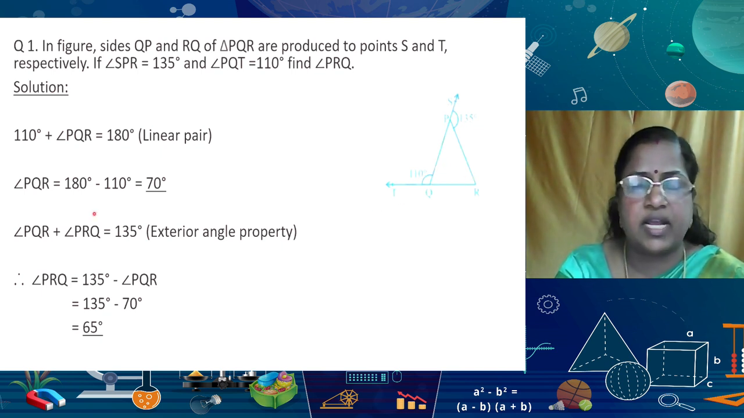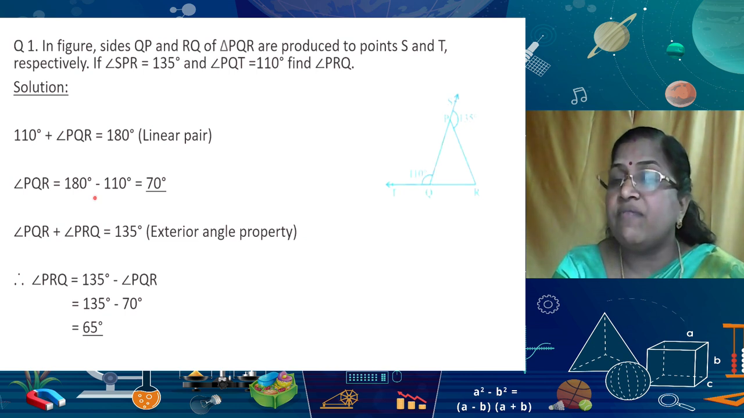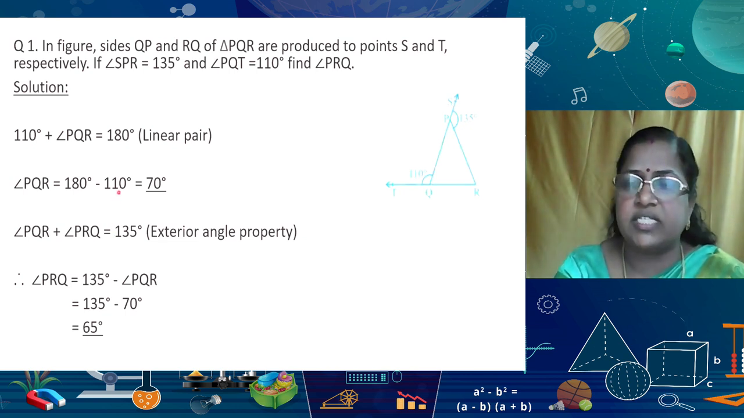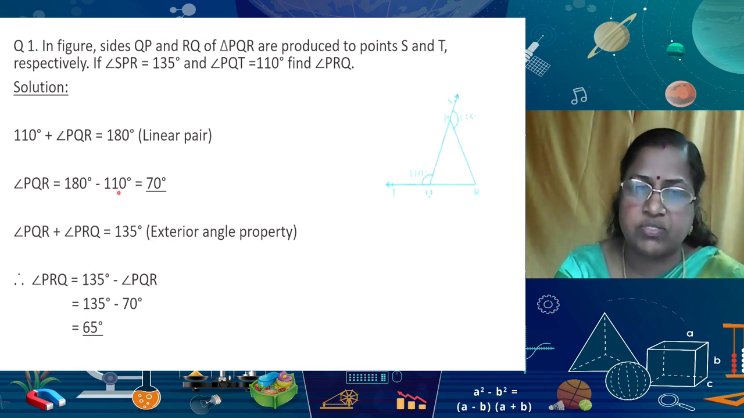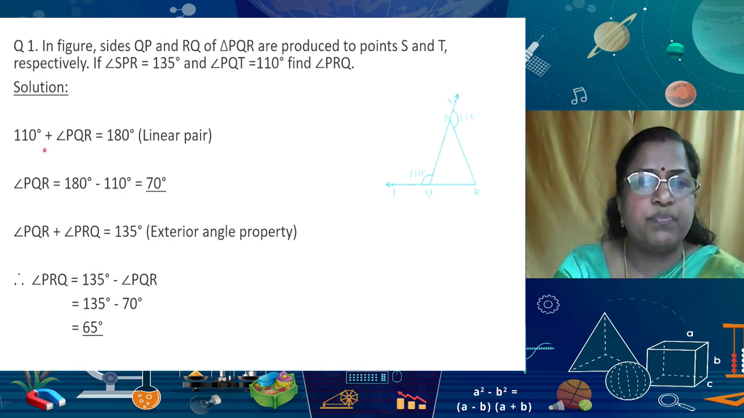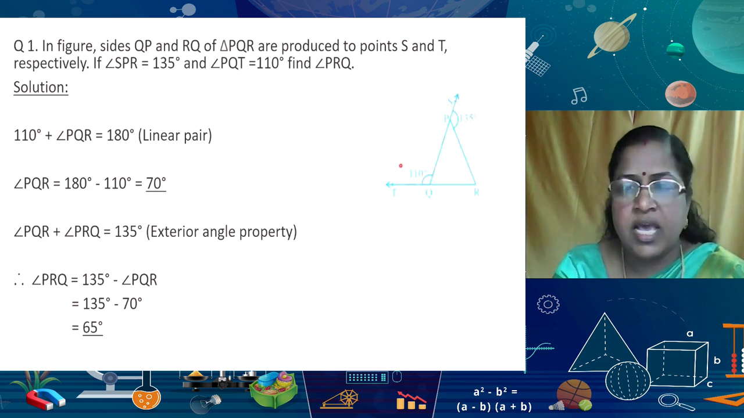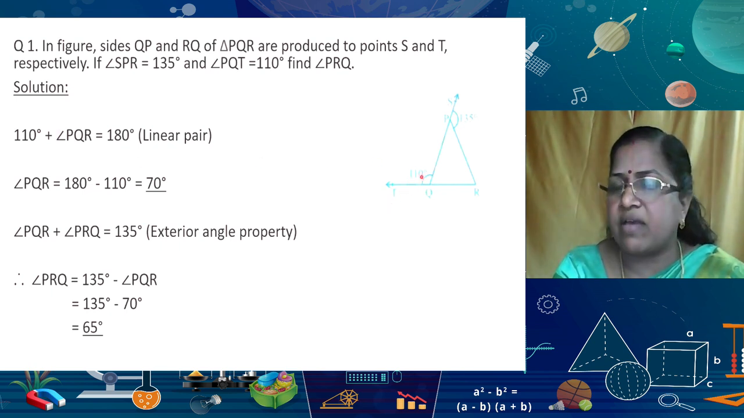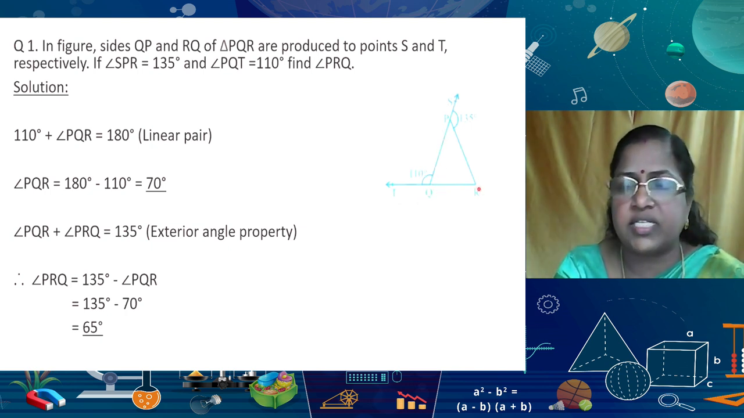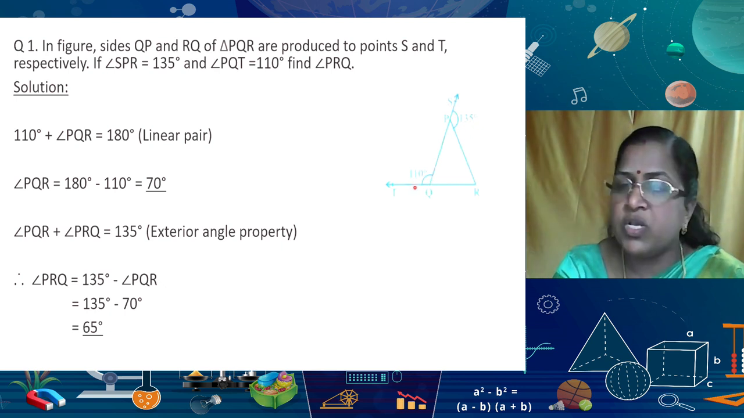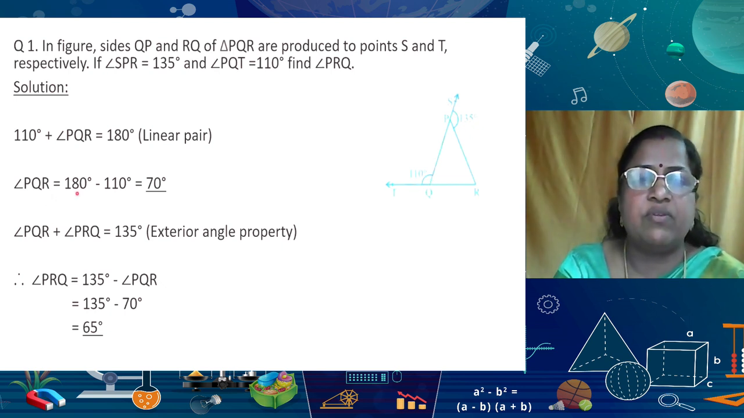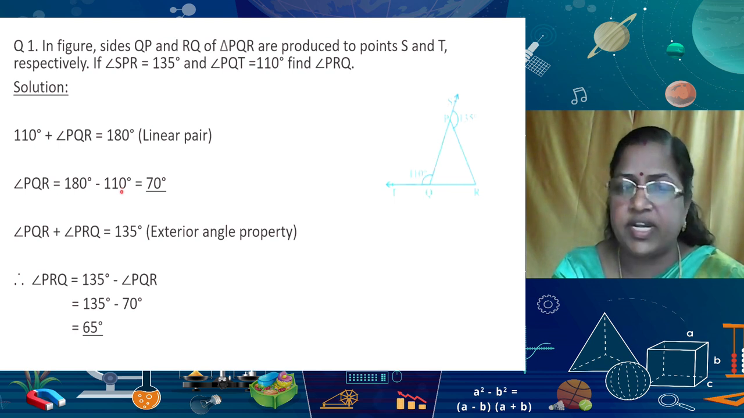We can find this angle by using different properties that are already studied in lines and angles first and second part, and then here we can use the properties of triangles also. So here, first property we are using is the linear pair property, that is angle TQP plus angle PQR is equal to 180 degrees, that is 110 plus angle PQR is equal to 180 degrees, that is linear pair. So we can say angle PQR is equal to 180 minus 110, that is 70 degrees.